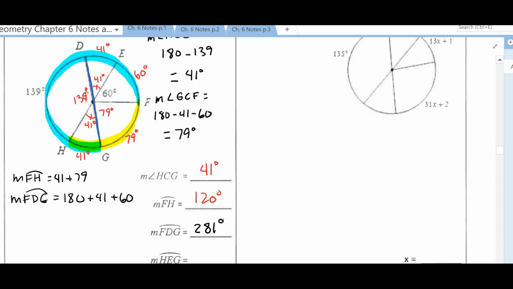281 degrees. Now the other way we could have done this is this blue arc is the whole circle minus that 79 degrees. So if I did 360 minus 79, that would also give me the 281. Alright, and then the last arc that we want to find is HEG.